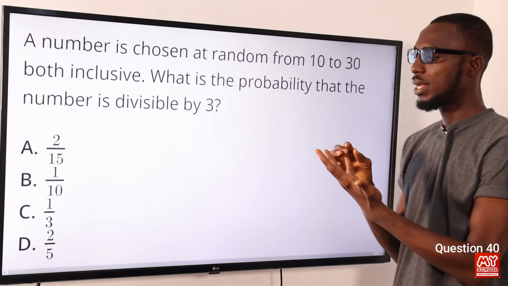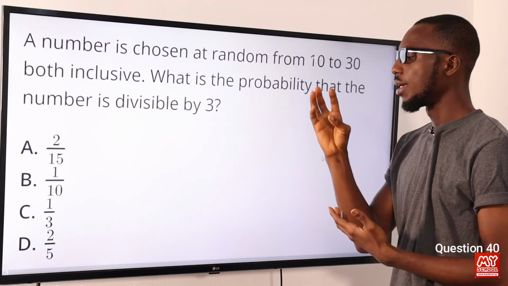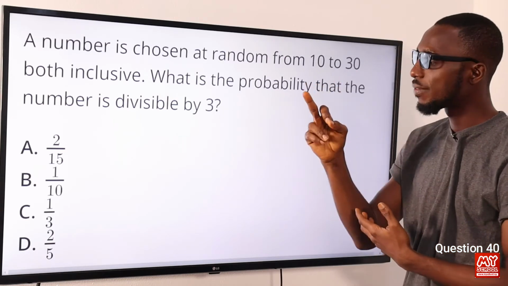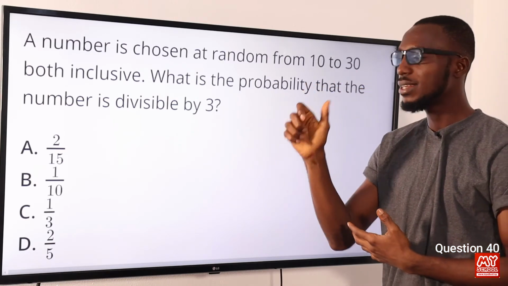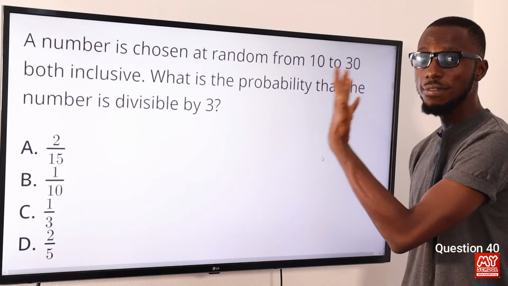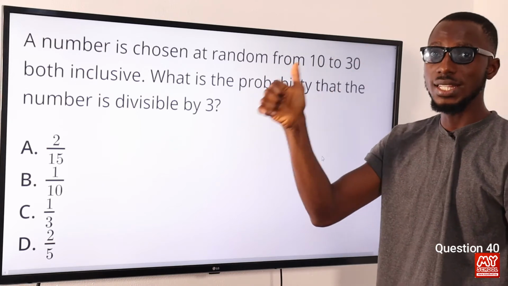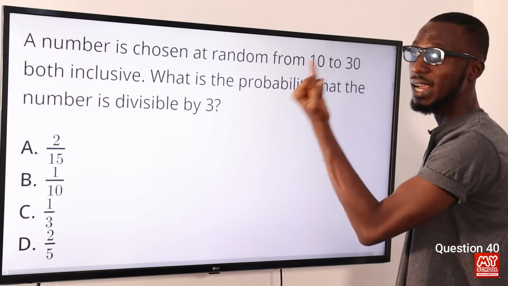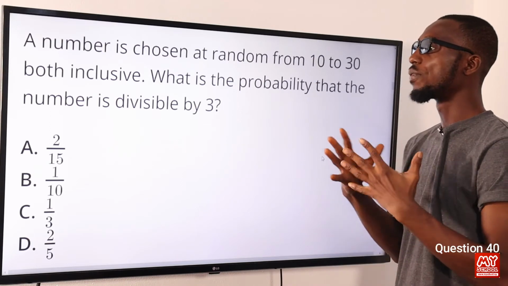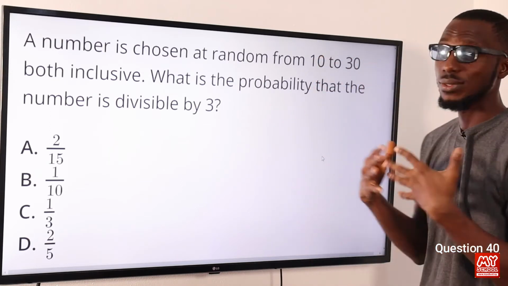So we have 10, 11, 12, 13, 14, 15, 16, 17, 18, 19, 20, 21, 22, 23, 24, 25, 26, 27, 28, 29, then 30. So you can see we've counted 21 numbers. So the total number of outcomes is 21.